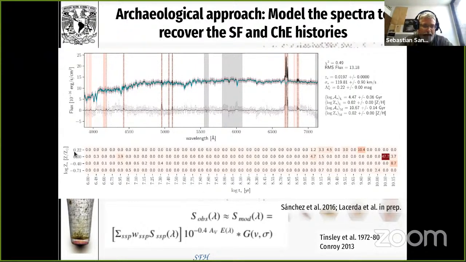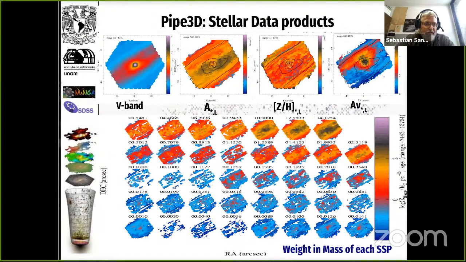And of course, you can collapse these two axes and derive the average age and the average metallicity, luminosity weighted or mass weighted, but that's just the average of both distributions. The technique has been known for a long time. I mean, it was described in the 70s and 80s by Tinsley and reviewed by Conroy and Baldry more recently. Once you have all this decoupling, you may derive these average properties for each spectrum.